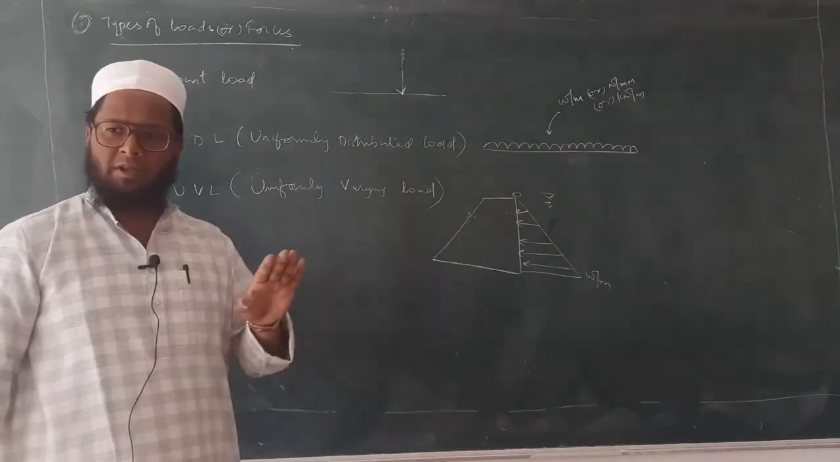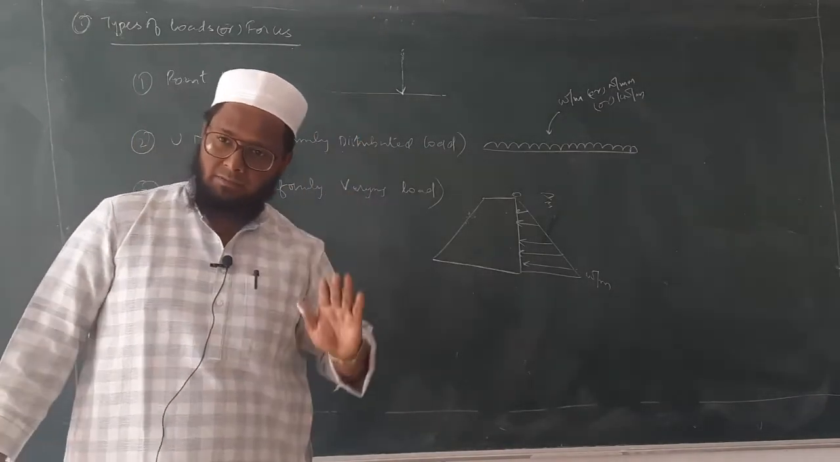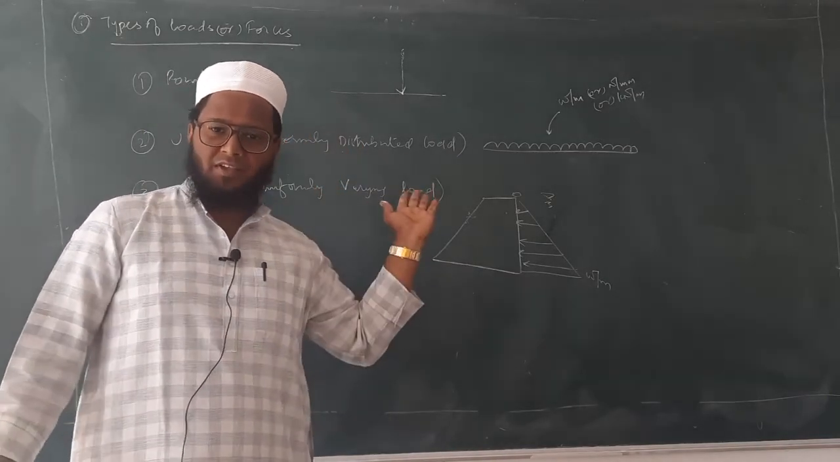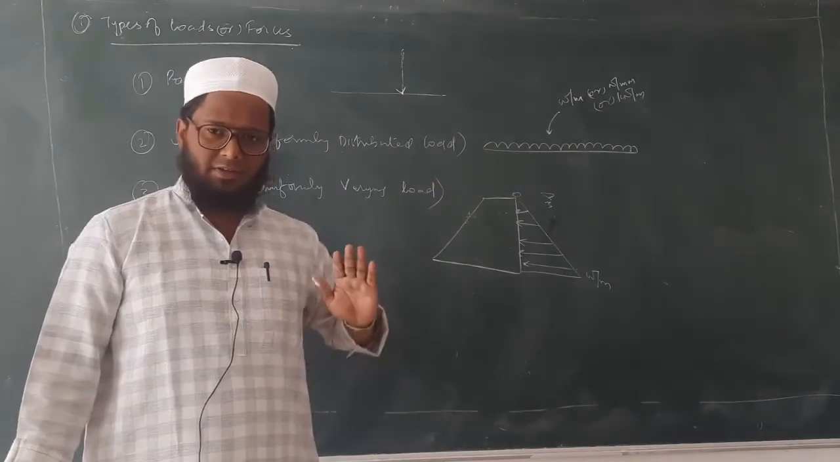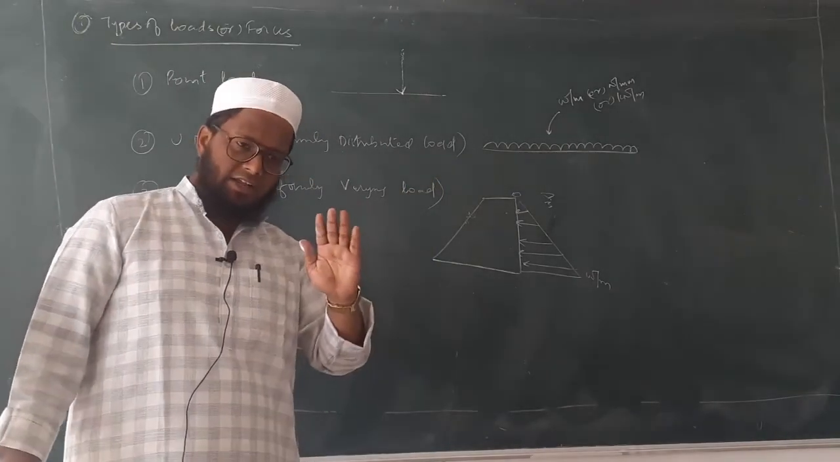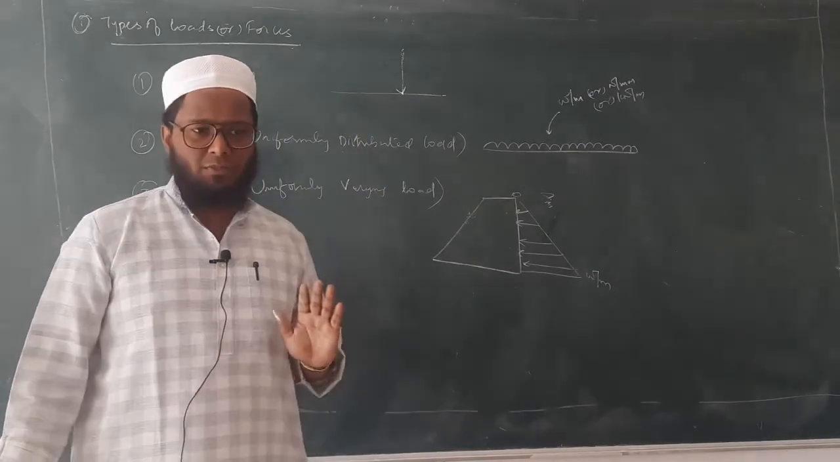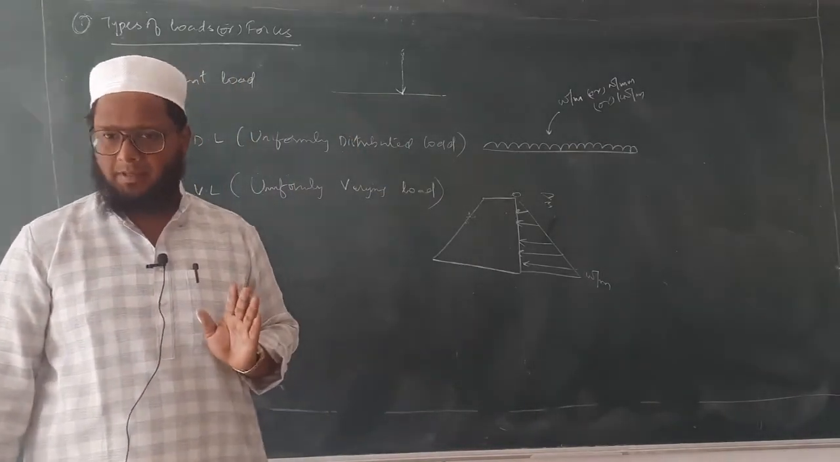So suppose for example a vehicle is traveling on different slopes. At that time also what happens? We'll be having a uniformly varying load again. The weight will be acting maximum at the downward portion when compared to the topmost portion of the bridge or beam. Able to understand?